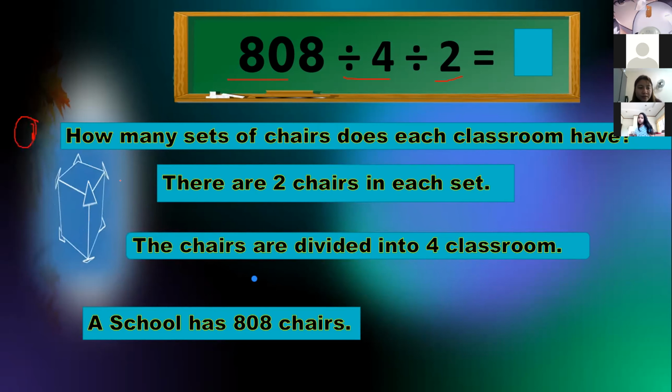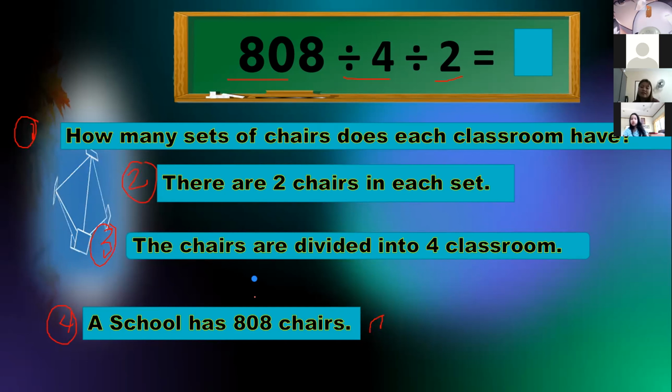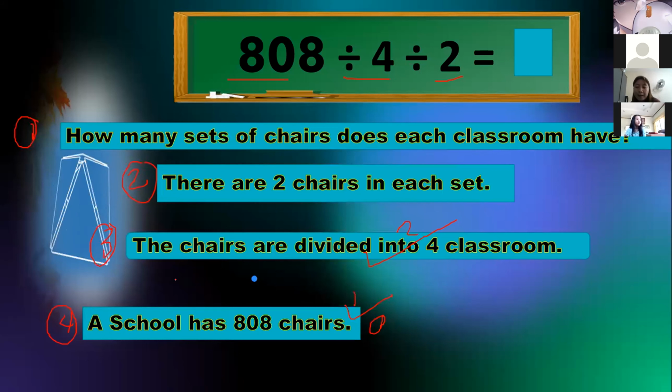What will be the answer? The first, this is number 1, 2, 3, 4. So what is the first sentence? 4. Okay, very good. This is our first sentence. Second, what number? 1, 2, 3. Three, very good. This is our second sentence. So what will be the third sentence? 1 or 2? Okay, very good. Two, so this is our third. And what is always the last sentence?